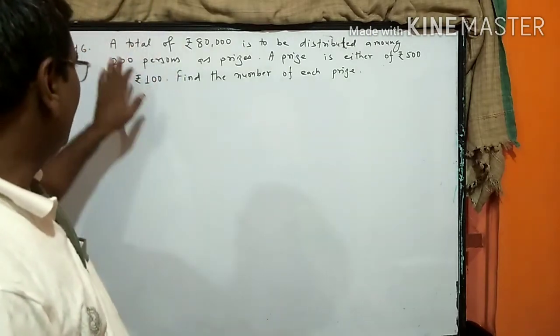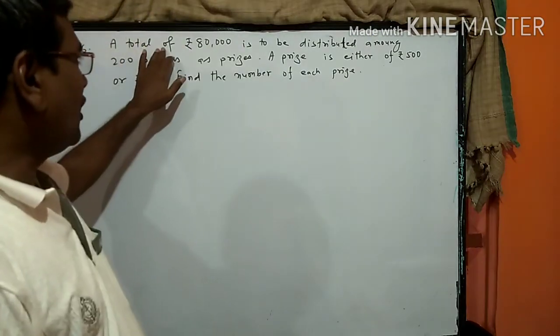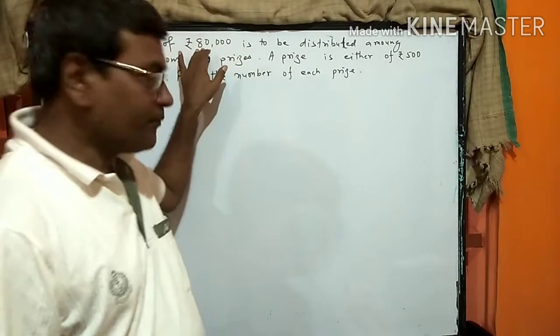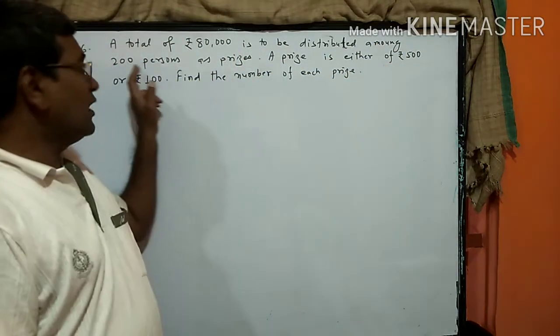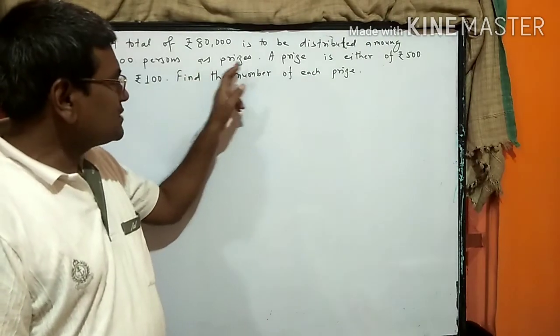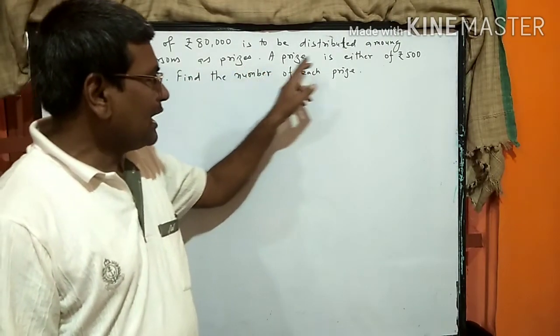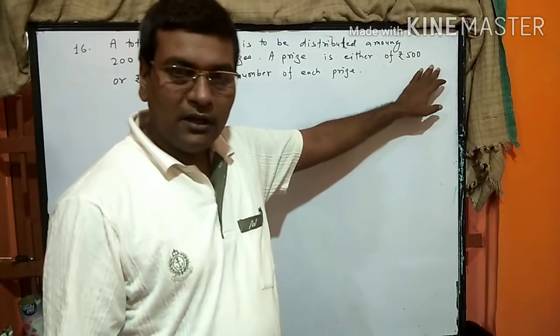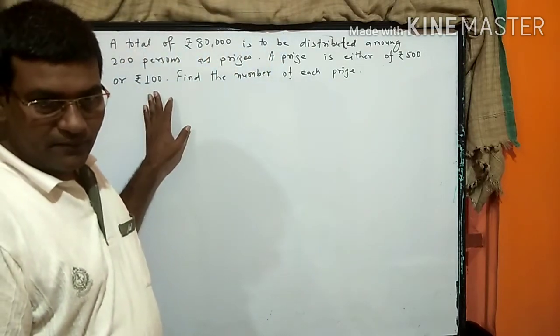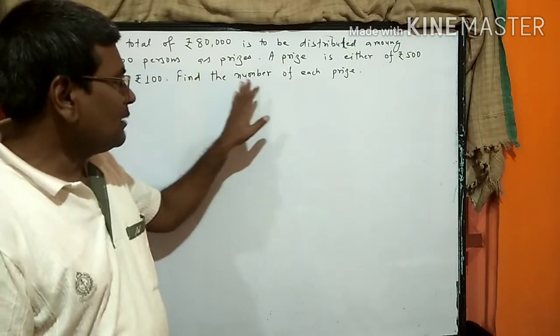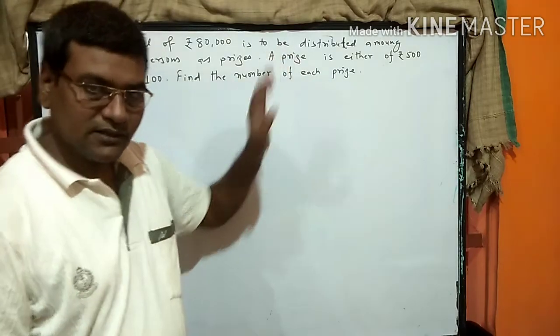Question number 16. A total of rupees 80,000 is to be distributed among 200 persons as prizes. A prize is either of rupees 500 or rupees 800. Find the number of each prize.